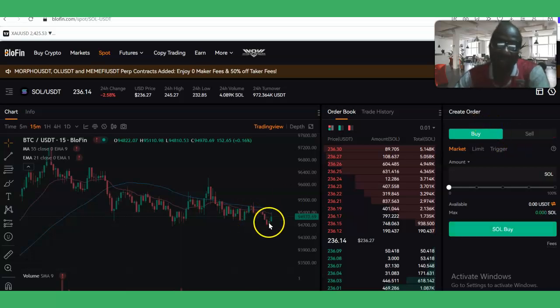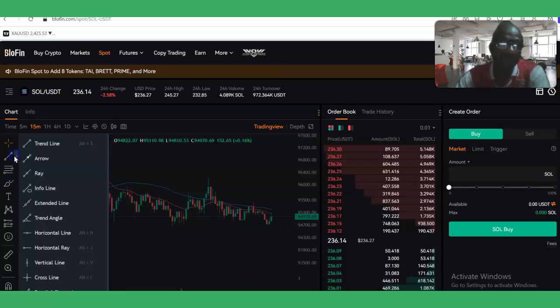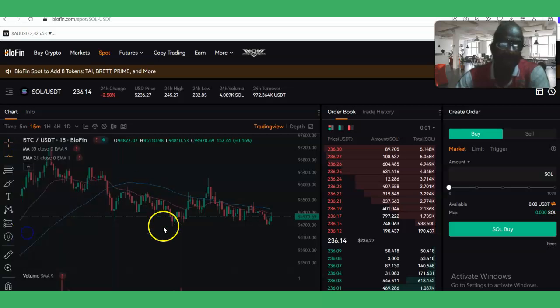When you buy, for example, let's say we are buying at this level. At this level we buy. Now when price gets to this place, let's say price gets to this place, we sell. So what's the price here? You check the price. So when price gets here, you sell.